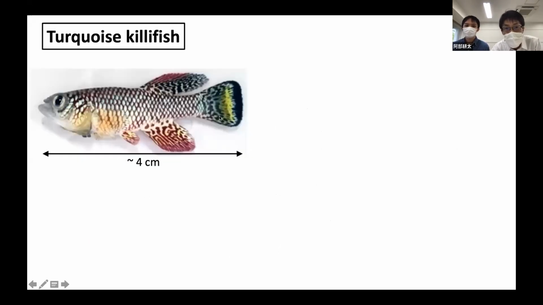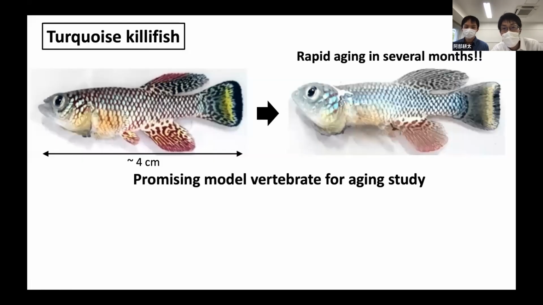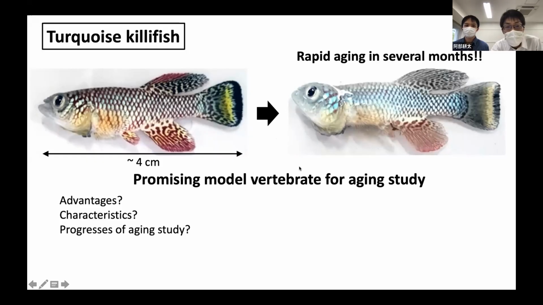This is the turquoise killifish, a very colorful small fish, about 4 centimeters long. Surprisingly, killifish ages really rapidly like this, in just several months. So now killifish is a very promising model vertebrate for aging study. However, I think most of you may not know much about killifish, so you don't know about the advantages, characteristics, and progress of aging study using killifish. So today we'd like to introduce these points.